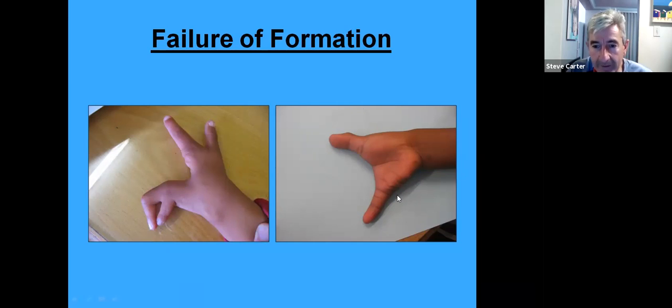A bit later on in the presentation, I'll run through exactly what we do with these sort of hands. Like the example on the left, we call it cleft hand. It used to be called a lobster claw hand, which is a terrible name for it. And these we say are a functional triumph but a social disaster. The child can do just about everything with that type of hand, but it looks very different to what normal looks like.